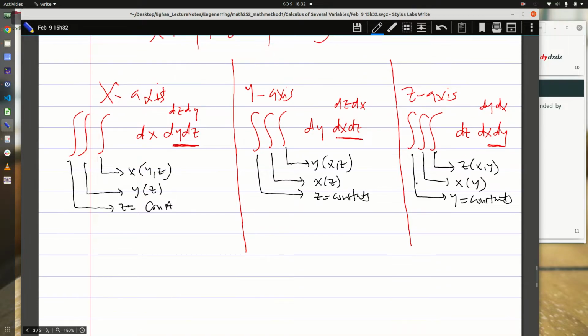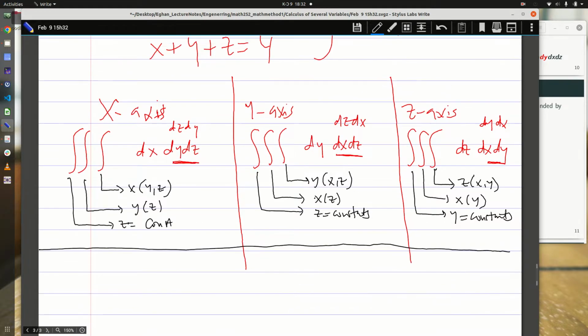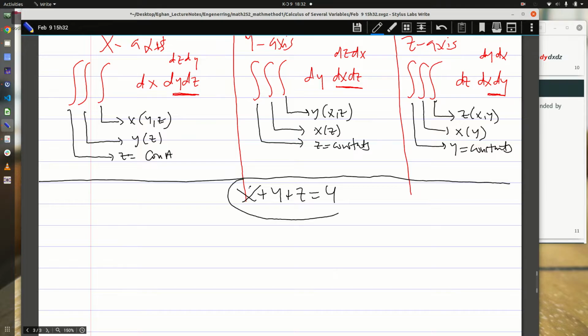So for the first case, since I want x as a function of that, you realize that I can depend on the last boundary given as x plus y plus z is equal to 4. That is what I'll be using to compute all the other domains. So the first case, I want to find x as a function of y, z. I can make x the subject here, and I'll have 4 minus y minus z. I've obtained x as a function of y and z.